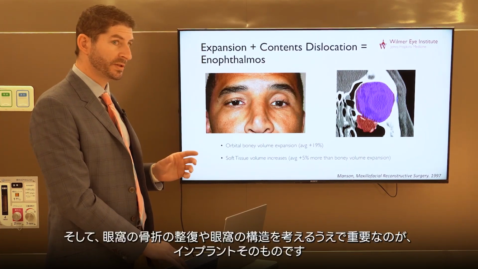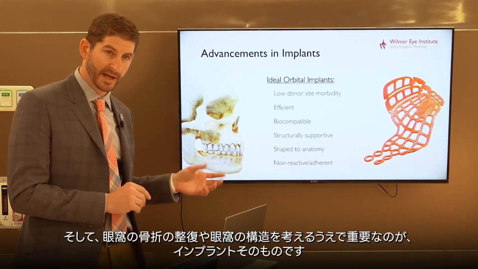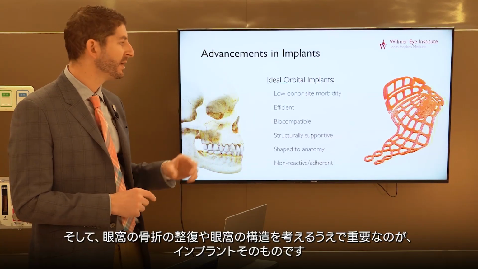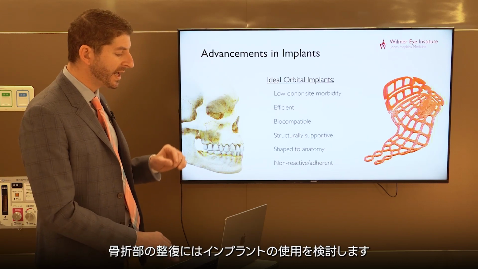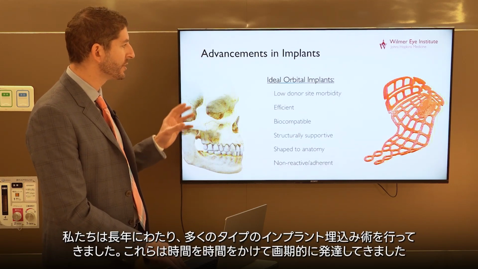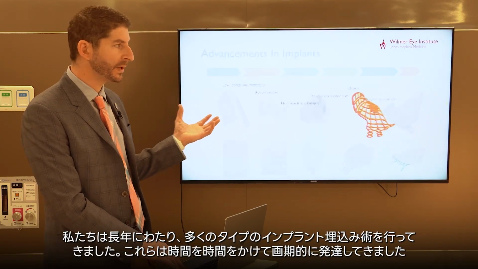The other thing I think it's important to think about when I consider orbital fracture repair and the structure of the orbit are the implants themselves. We do a lot of different types of work with implants. And over the years, there's really been an evolution towards a more ideal orbital implant.